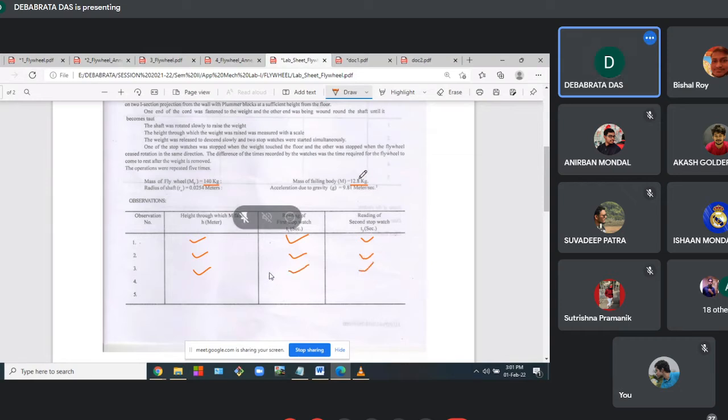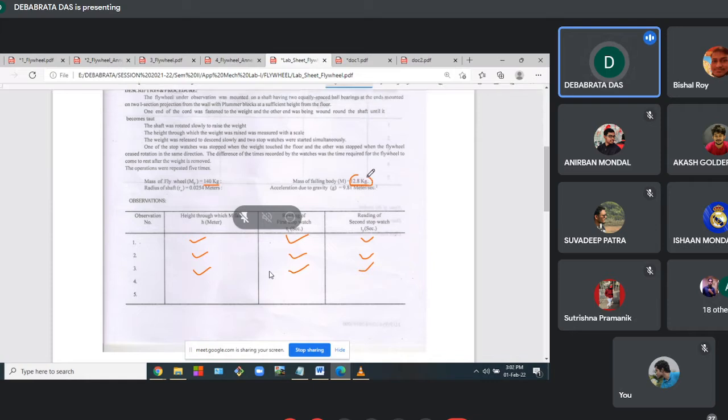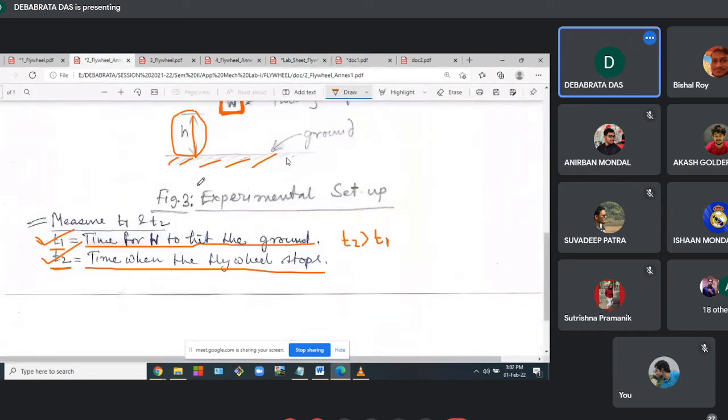What are given? The mass of the falling body, that is W. So what is its weight? 12.8 into 9.81. The mass of the flywheel is 140 kg. The radius of the shaft is 1 inch, 0.0254 meters. Clear? Now let us see with this T1, T2 and these given parameters how we can find out the mass moment of inertia of the flywheel. Up to this, it is clear?